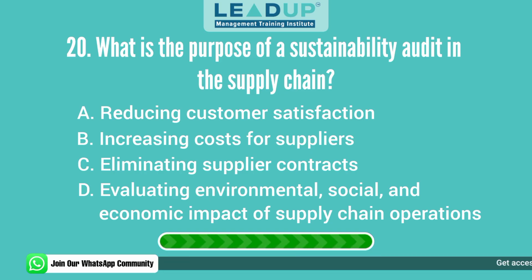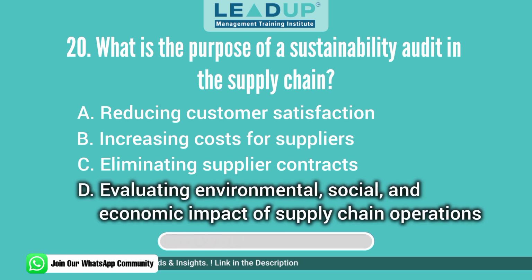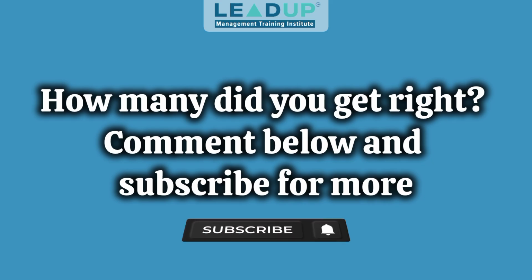20. What is the purpose of a sustainability audit in the supply chain? A. Reducing customer satisfaction. B. Increasing costs for suppliers. C. Eliminating supplier contracts. And D. Evaluating environmental, social, and economic impact of supply chain operations. Answer: evaluating environmental, social, and economic impact of supply chain operations.